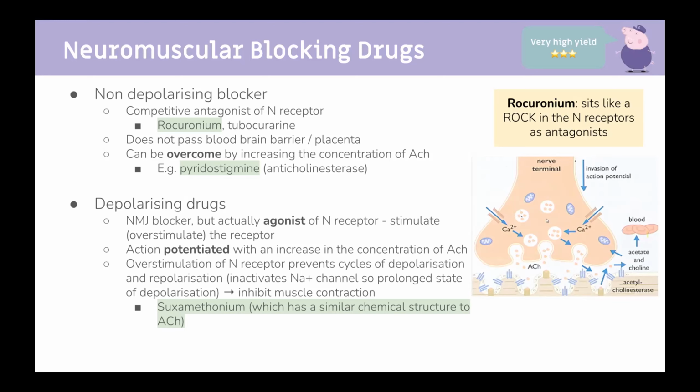All right. And the classic example of a depolarizing drug that you should know about is suxamethonium, and that has a very similar chemical structure to ACH. So the way I remember it is that because suxamethonium has a very similar chemical structure to ACH, it will be acting on the nicotinic receptors very similarly to how ACH acts on it, but it will just be sitting on the receptor for longer, okay? Meaning that it will be overstimulating the receptor.